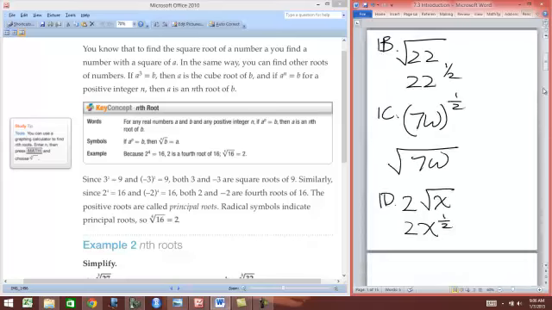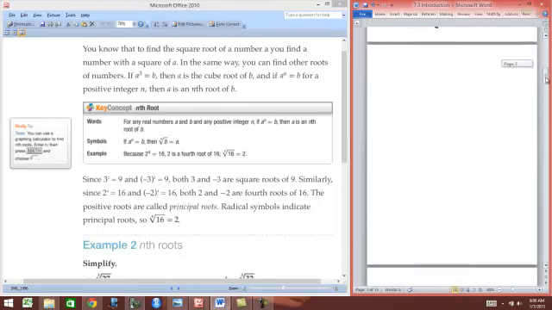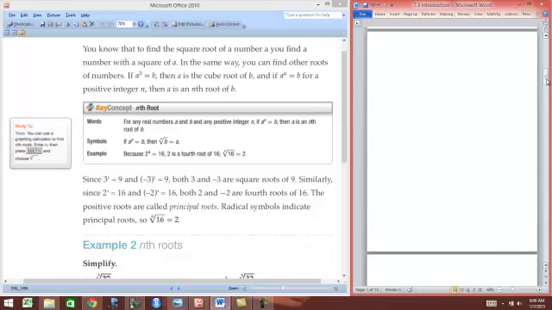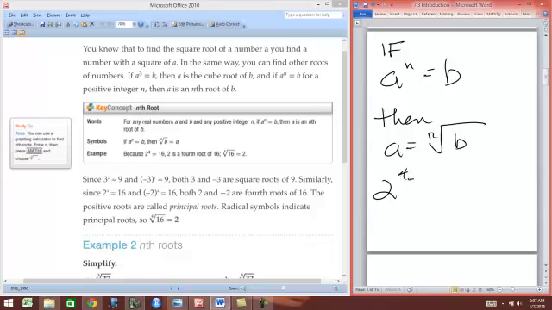Let me make this a little narrower here so I don't run out of my margins. Okay, and I can get more stuff on a page. Okay, so now I'm just rewriting this. A to the n equals b, then a equals the nth root of b. Okay, now you got 2 to the 4th equals 16, right? Okay, so 2 equals the 4th root of 16.